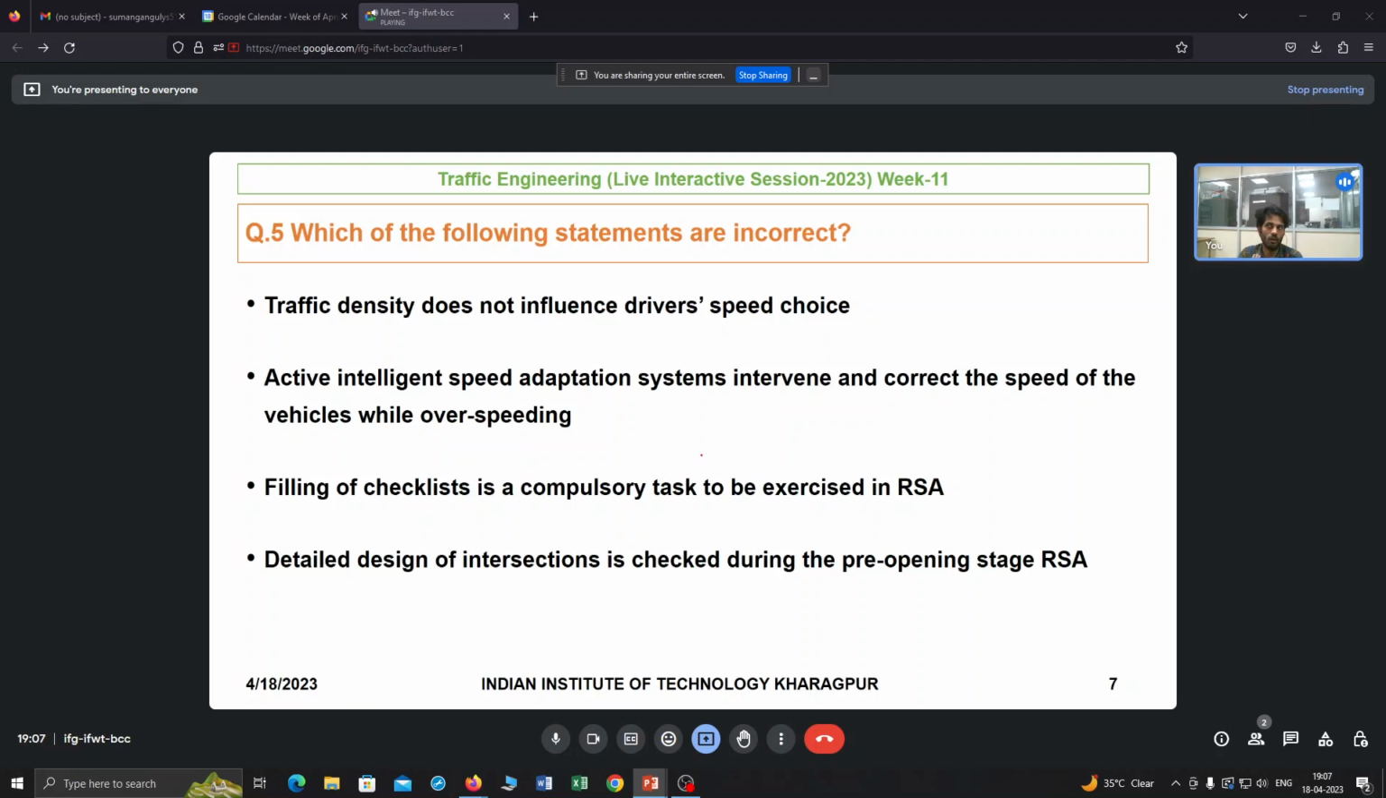So if there is a denser or congested environment, the driver tends to slow down. So they have a fairly good idea about the speed of the traffic stream as well as the density. That's why these two parameters are called fundamental to the drivers. So here it is saying that traffic density does not influence driver's speed choice. It does influence, right? If your road is congested, drivers will reduce their speed. So it's an incorrect statement.